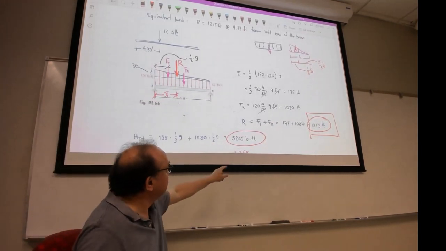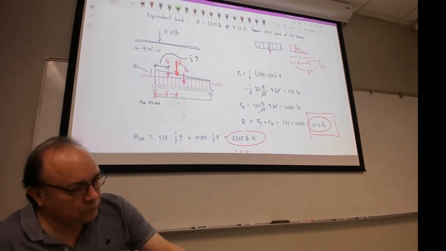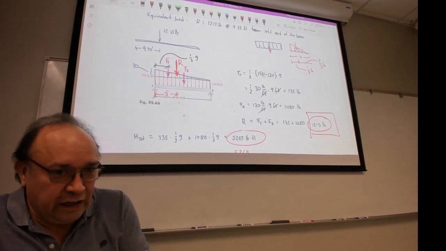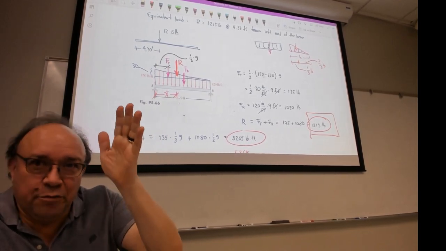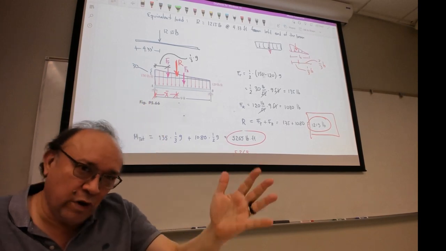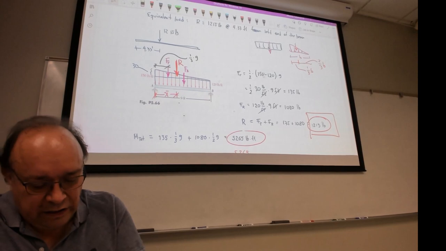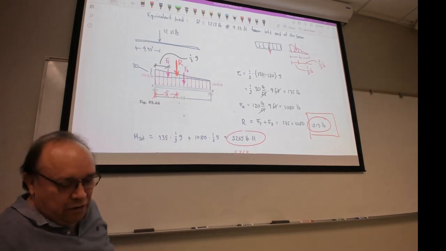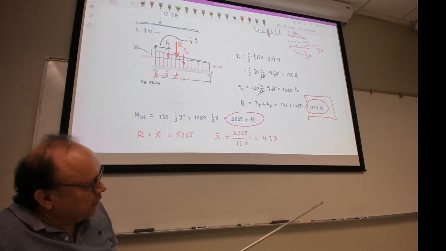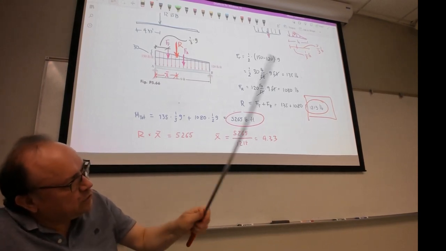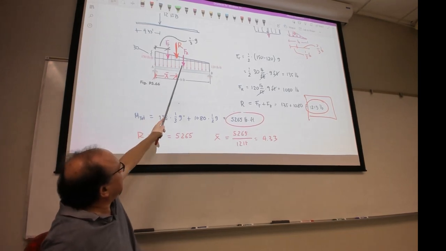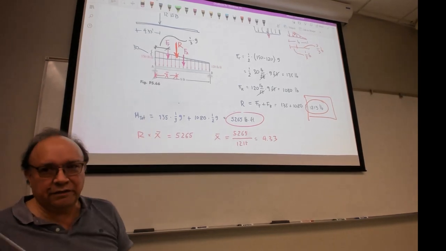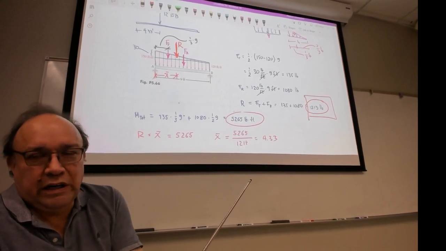4.33, that we just found here. For simple figures like rectangles and triangles, when you replace it by a triangle, you locate the equivalent load at 1/3 towards the big side, 2/3 towards the little side. When you replace it by a rectangle, you just put it right in the middle. And the rest, as we know, the summation of all the forces multiplied by X bar has to be equal to the summation of the moments of the little forces with respect to a point that you choose anywhere. Usually we use the left end of the beam, but you can use any point you want.